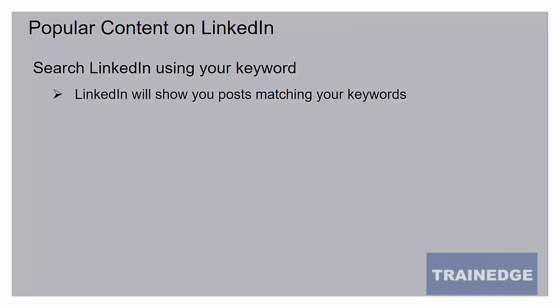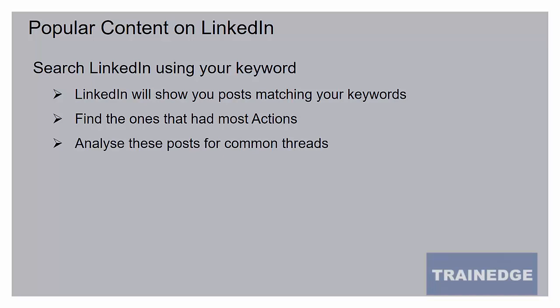On LinkedIn, you can simply use the search feature, search LinkedIn using your keyword, and LinkedIn will show you posts that match your keyword. Look for posts that have the most actions. Actions mean likes, comments, shares. Once you find a few posts that had lots of actions, analyze them for common threads.